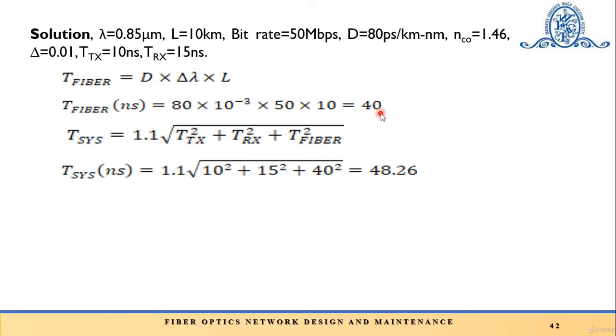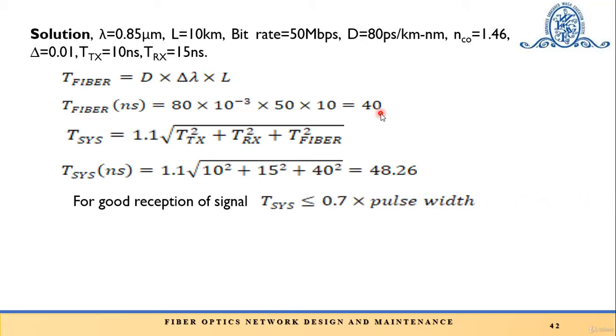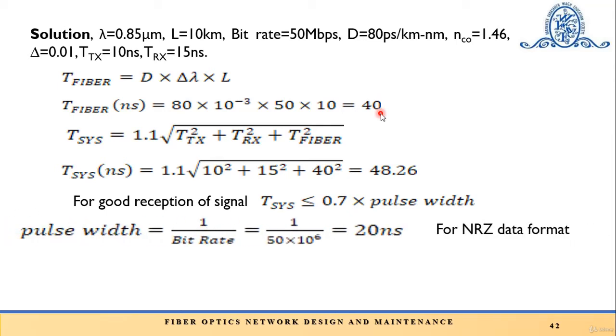So in the case statement, it is asked to check the feasibility of the system to be operated in NRZ data format. So for good reception of the signal, the condition is T system should be less than or equal to 0.7 multiplied by pulse width. Pulse width can be calculated from the bit rate. For NRZ format, pulse width is 1 divided by bit rate, and 1 divided by 50 Mbps will give the answer as 20 nanosecond.